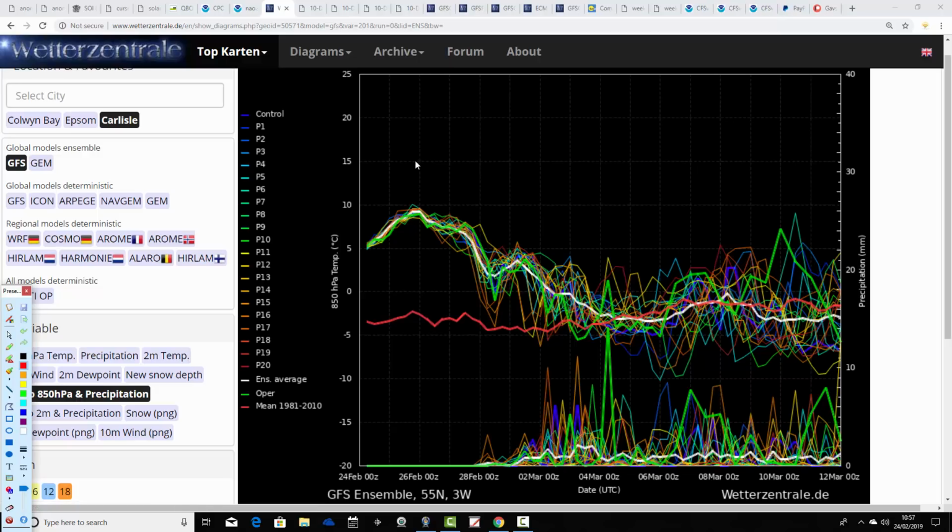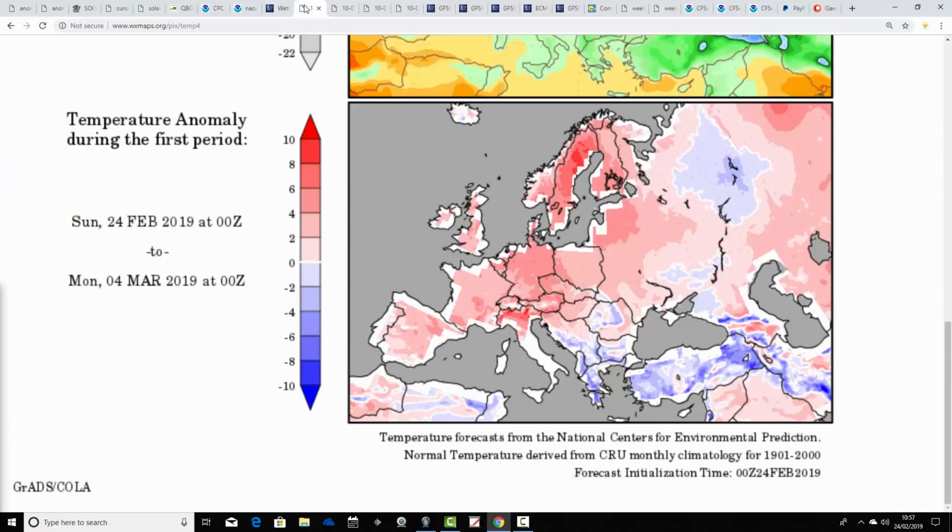I'm still a bit dubious about how unsettled this is going to be and how long it's going to last. But you have to say that it's a very strong signal from the GFS ensembles to not only be turning quite a lot cooler, but also to be turning much wetter at Carlisle. And that's representative of many parts of the country, I think, as we're moving into March.